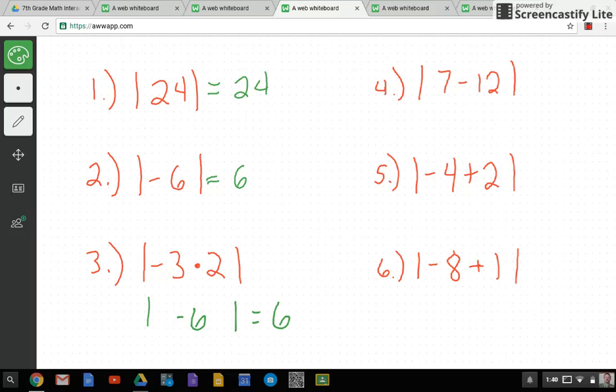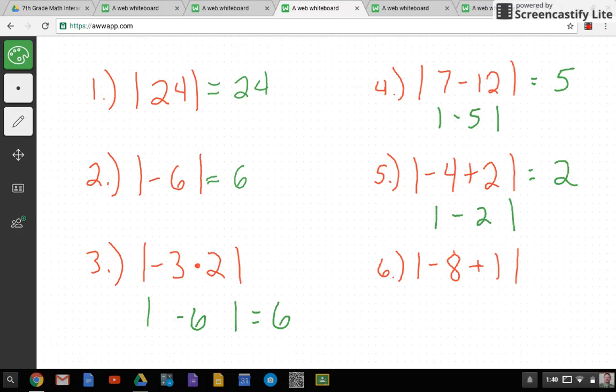7 minus 12. Well, if I work this in here, I would get a -5 because 7 minus 12 is -5, but the absolute value of that is going to be 5 because it's only 5 from 0. If I work this one out, I'm going to get a -2 because a -4 plus 2 is a -2. But that still means it's only 2 from 0, so its absolute value is 2.